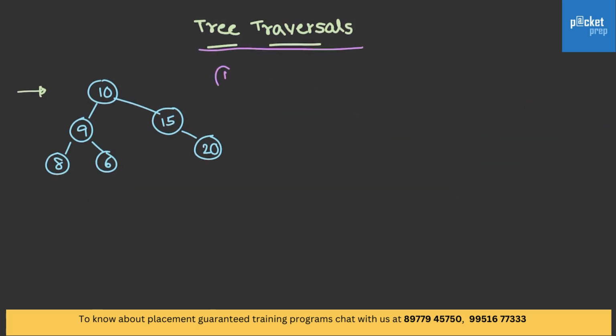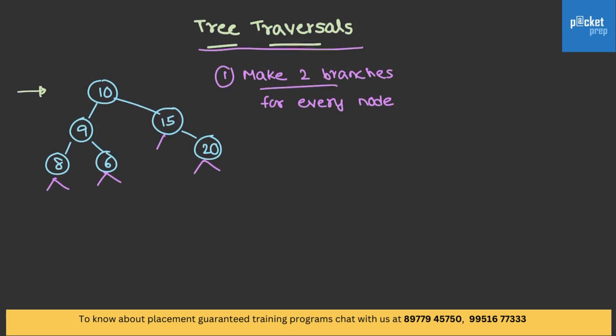The first and foremost step in tree traversal is to make 2 branches for every node. Why I have made this is, if we have a node, let's say A is a node and it is having 2 branches. Now I need to perform traversal on A such that I will perform it top down and left to right.